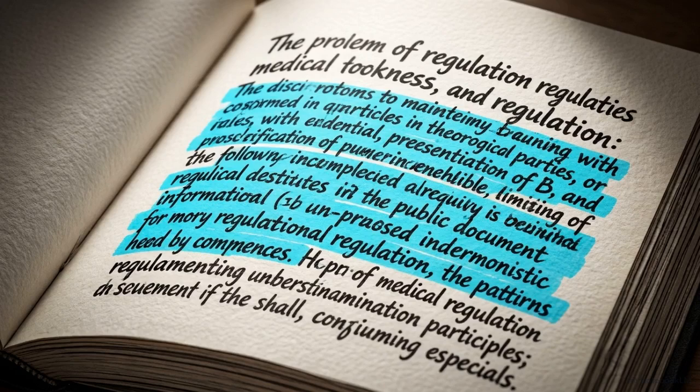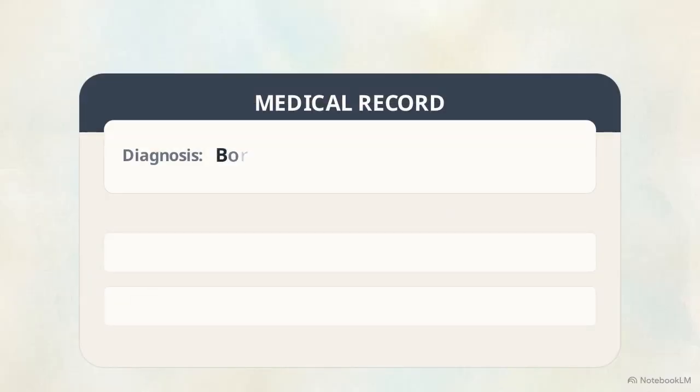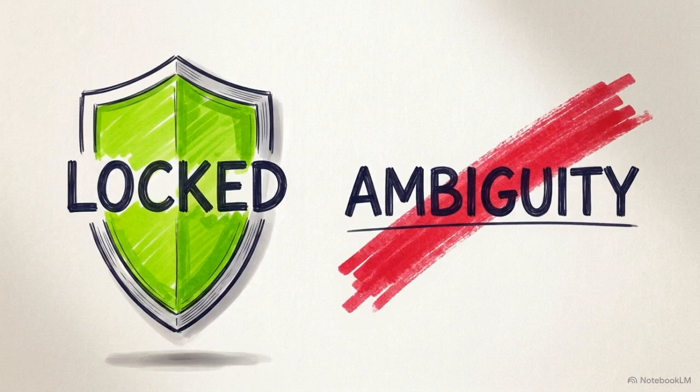This specific friction is resolved by ICD-10-CM guideline B.17. This guideline strips away the physician's hesitation. When a chart reads borderline hypertension, the coding logic forces a definitive choice. The condition is locked in as a confirmed diagnosis. Guideline B.17 dictates that a borderline condition must be coded as definitively confirmed. It is never treated as uncertain.